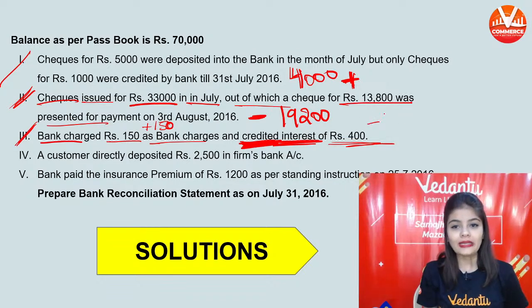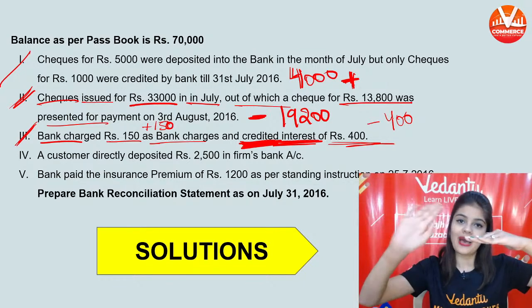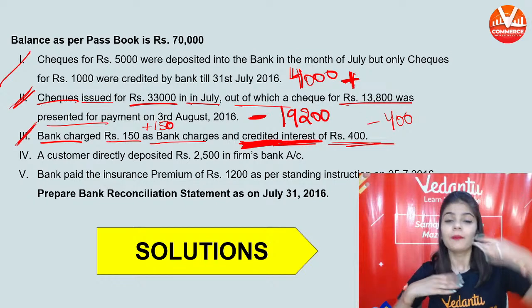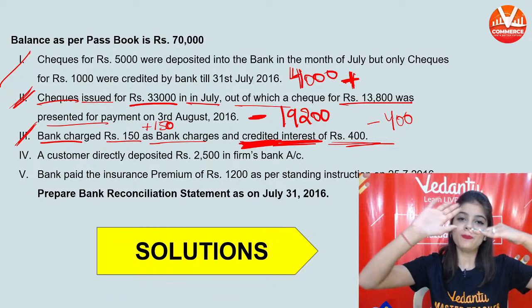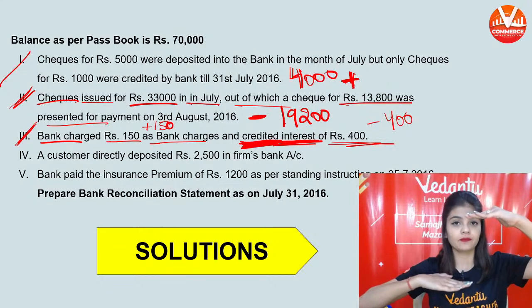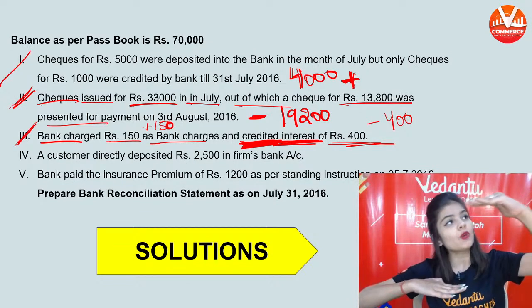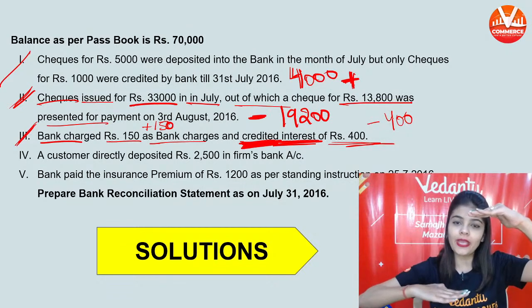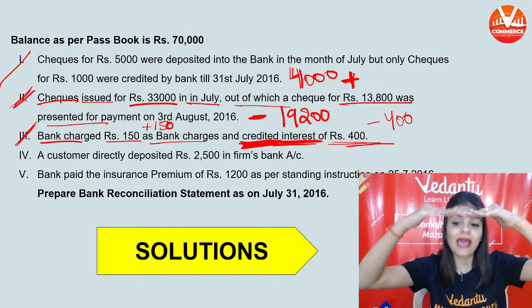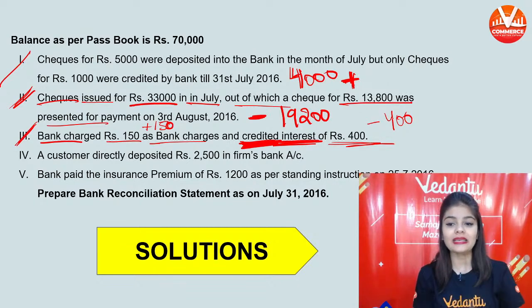So minus 400. मेघना, थर्ड में पहला वाला पॉइंट क्या बोला था कि बैंक ने आपके पासबुक में से बैलेंस काट लिया. बैंक चार्जेस मींस आपका पासबुक का बैलेंस कम हो गया. सो पासबुक का बैलेंस कम हो गया है तो क्या करोगे आप पासबुक में? To make it equal to the cash book, you will add. पासबुक कम हो गई है तो पासबुक में ऐड करोगे. So 150 is added and 400 is subtracted.